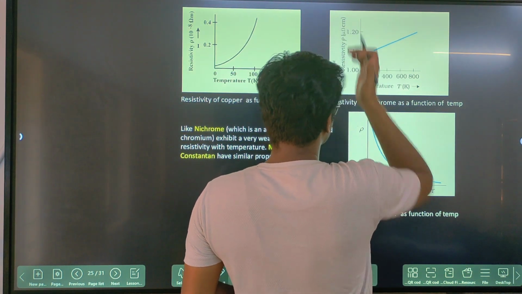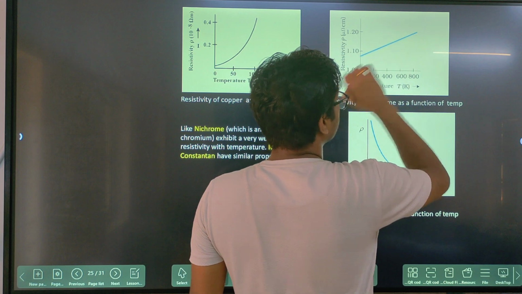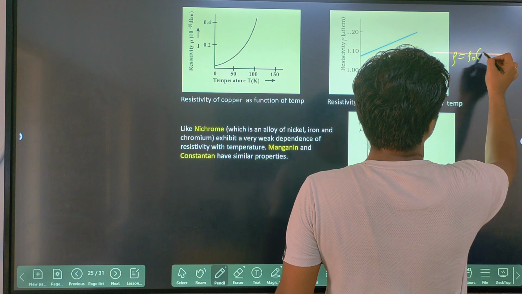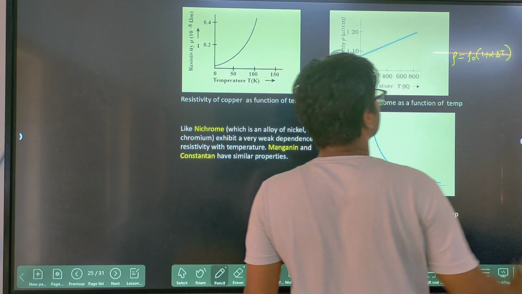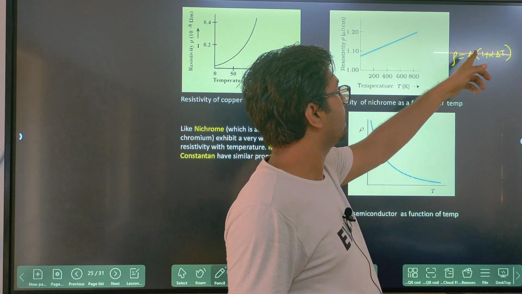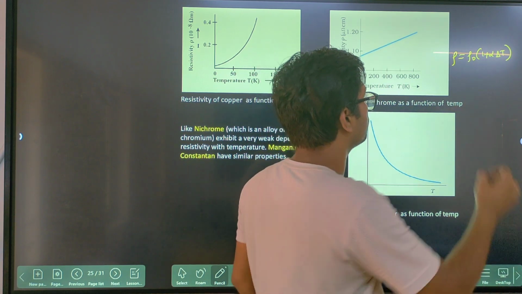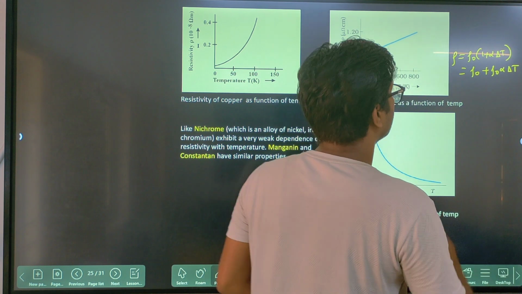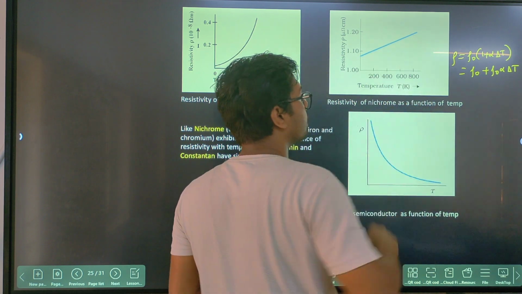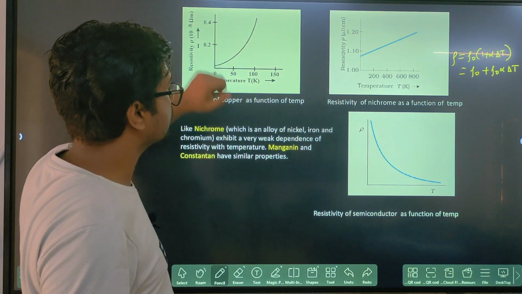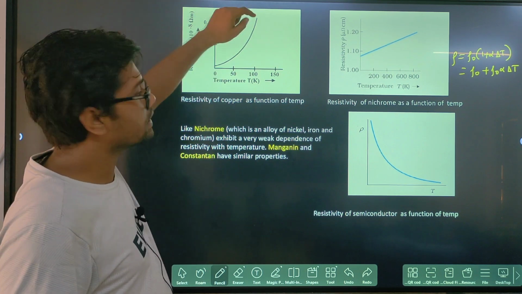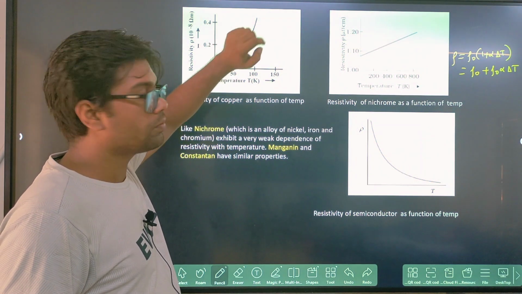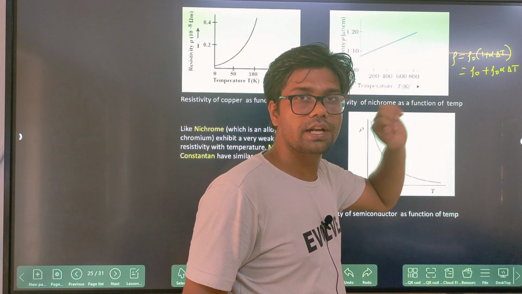So now you see here it is a straight line and it's following this relation, right? Rho equal to rho naught into 1 plus alpha delta T. It follows this because it is directly proportional, right? If you write this down, it will be rho naught plus rho naught alpha delta T. So it depends directly on the temperature, so it will be a straight line. But if you look here, it is not a straight line. This curve varies like an exponential, right? Then it's not satisfying this equation, right?